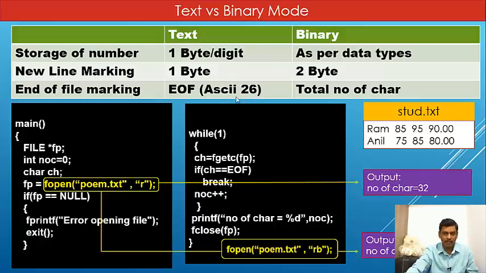So end of file marking differs. In text mode it is ASCII value 26. Binary mode is based on the total number of characters. New line marking is 1 byte for text, 2 bytes for binary. Because in binary mode we can store numerics, images and all things, binary mode is suitable to store graphics. But text mode is only for text; it treats everything as text only.